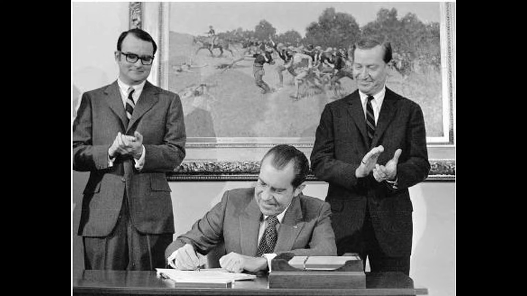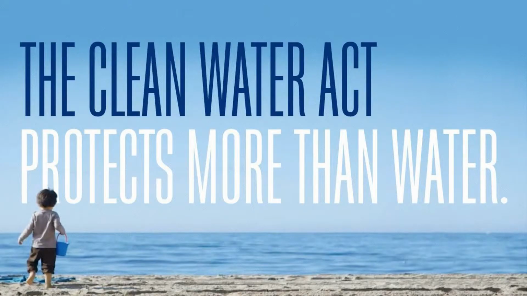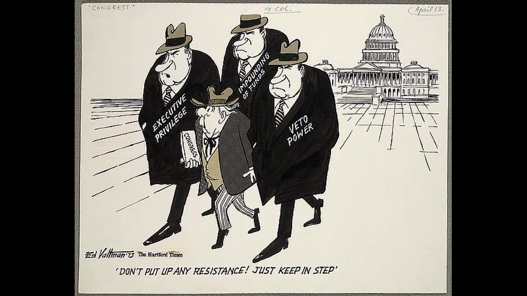However, he did veto the Clean Water Act because it would cost the government too much money, and he didn't believe in the government spending in such large amounts. Congress overrode Nixon's veto and passed the bill anyway. Nixon then impounded the funds, which caused a rift between him and Congress.